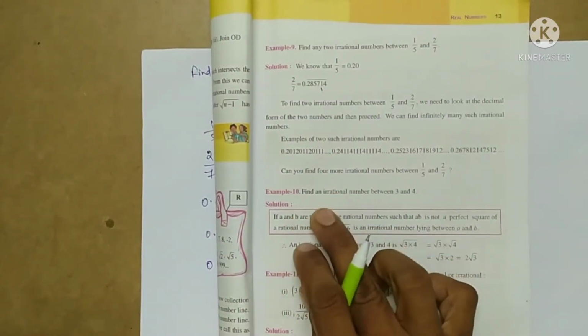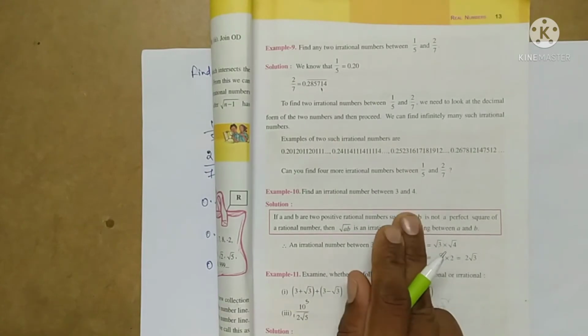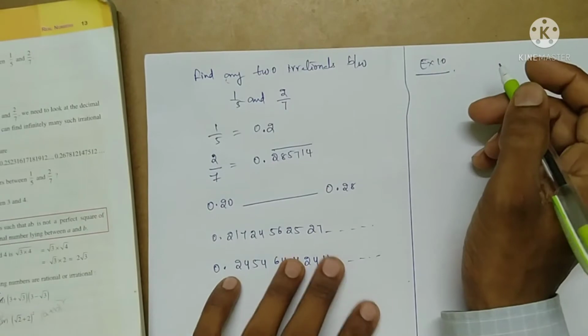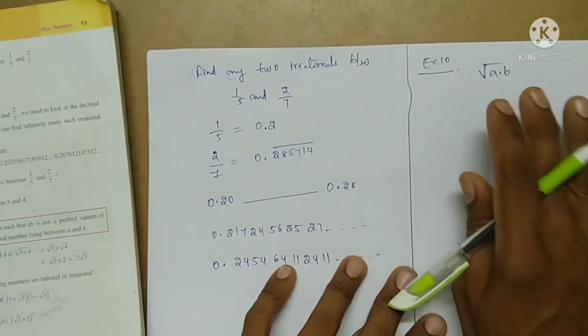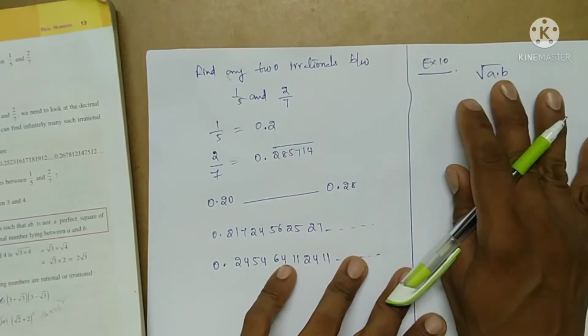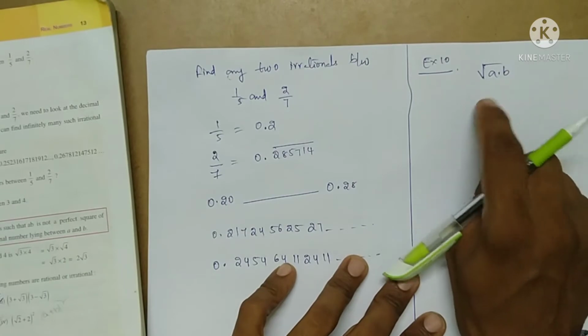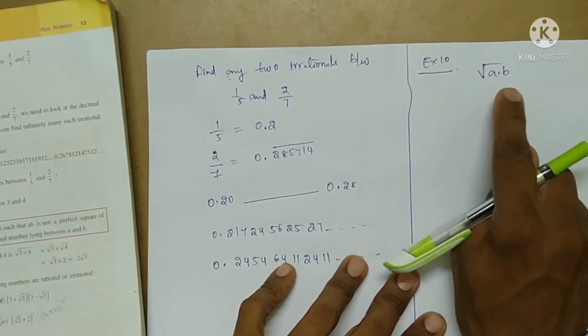Next our question is to find an irrational number between 3 and 4. The irrational number between any two rationals is the square root of a into b. The rational number between two rationals is (a + b)/2. Here our formula for irrational numbers is the square root of a into b.